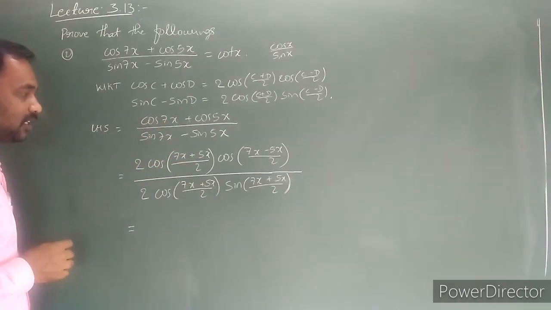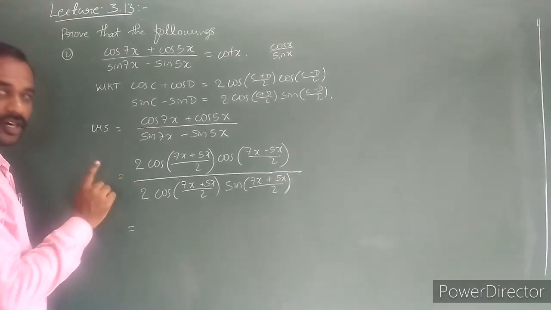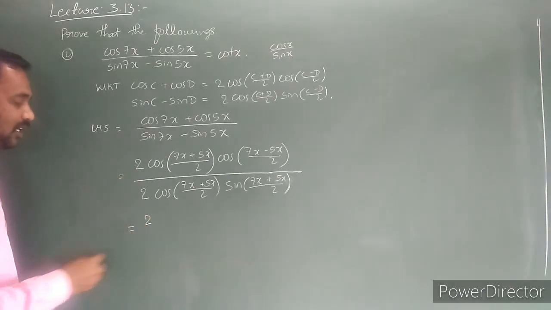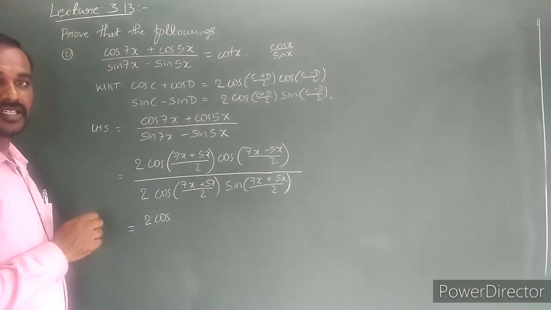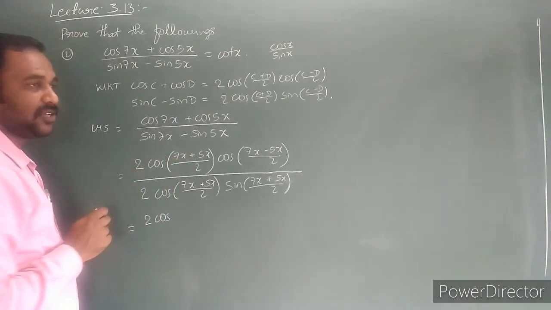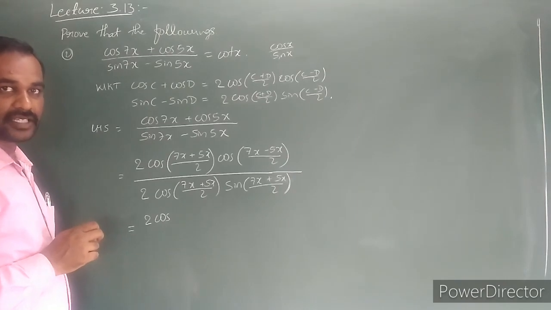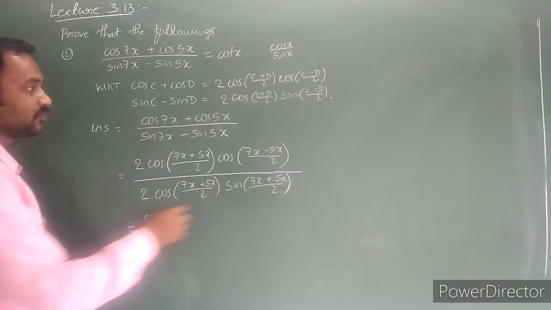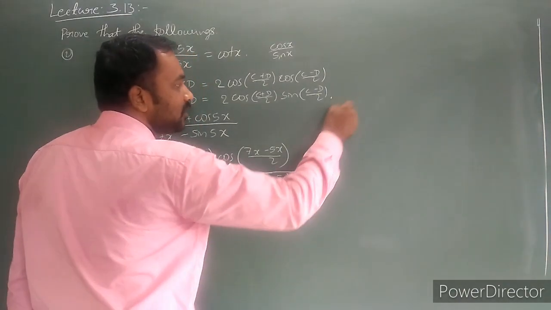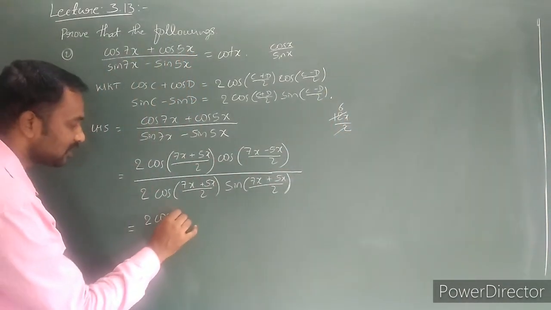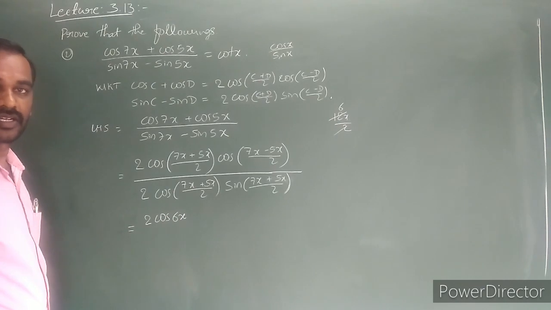So check it. Instead of the sum and difference, we just got the product. Now can I cancel the 2, or keep it as it is? Still do we have any confusion? Keep it as it is. Okay, pass. Simplify this angle. 7x plus 5x is 12x. 12x divided by 2. What is 12x divided by 2? 2 ones are 2, 2 sixes are 12. So that means 6x. Clear?